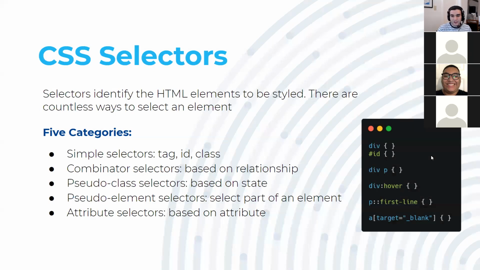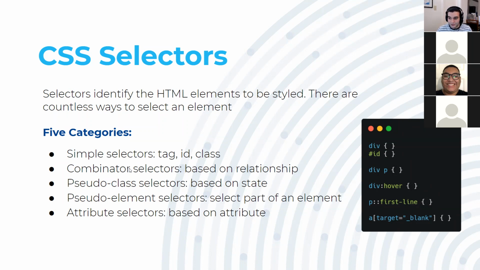Okay, so let's talk about CSS selectors. There's a bunch of different categories for CSS selectors. For this workshop, we're only going to look at the simple selectors, but I'm just going to briefly step through these. For simple selectors, there's selecting by tag, selecting by ID.